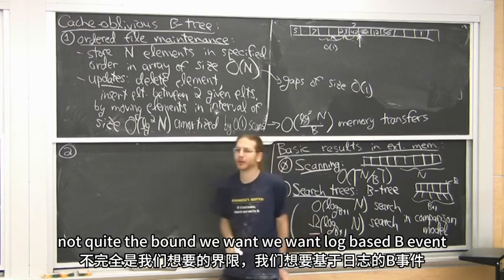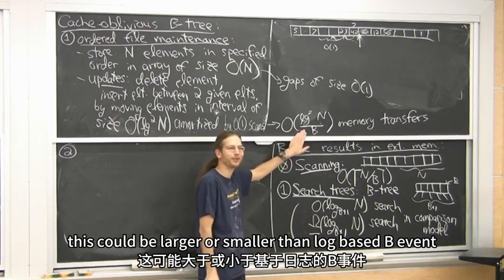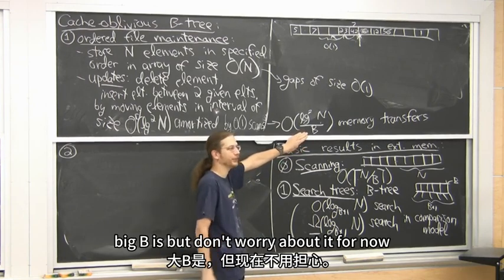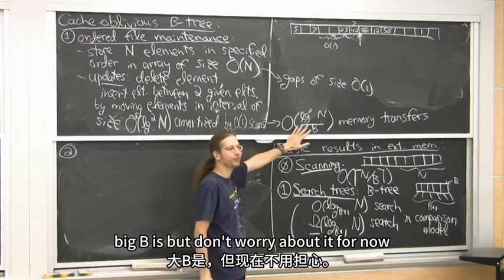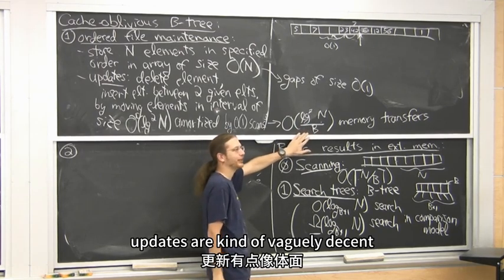Not quite the bound we want. We want log base b of n. This could be larger or smaller than log base b of n. It depends how big b is. But don't worry about it for now. Okay, this is still, at least, polylog. Updates are kind of vaguely decent.